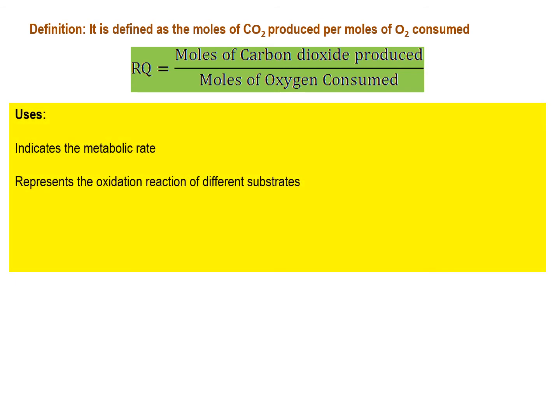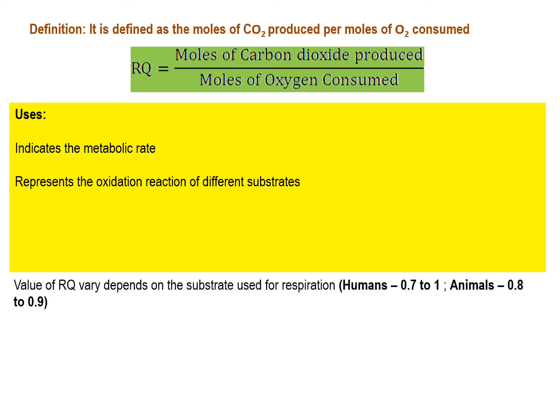The first use is that it is used as an indicator for the metabolic rate, in which the metabolism per unit time can be measured based on consumption of food, or the energy released in the form of heat, or how much oxygen is being used for metabolism. And the second use is it represents the oxidation reaction of different substrates. This will give us an idea about how the different substrates are being used for the metabolic process. And this respiratory quotient value will vary depending upon the substrate used for respiration.